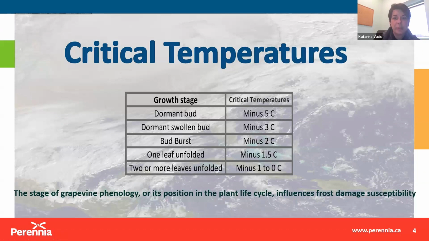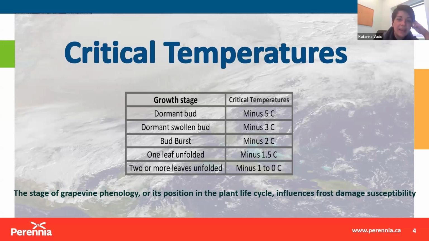So speaking of critical temperatures, we're looking at the dormant bud stage, the dormant swollen bud, bud burst, one leaf, and then two leaves unfolded. Critical temperatures are defined as the temperature at which the buds will withstand temperatures below zero for 30 minutes or less. Many factors affect the temperature at which the damage occurs, including cultivar, stage of phenology of the bud, surface moisture, and pre-frost environmental conditions.